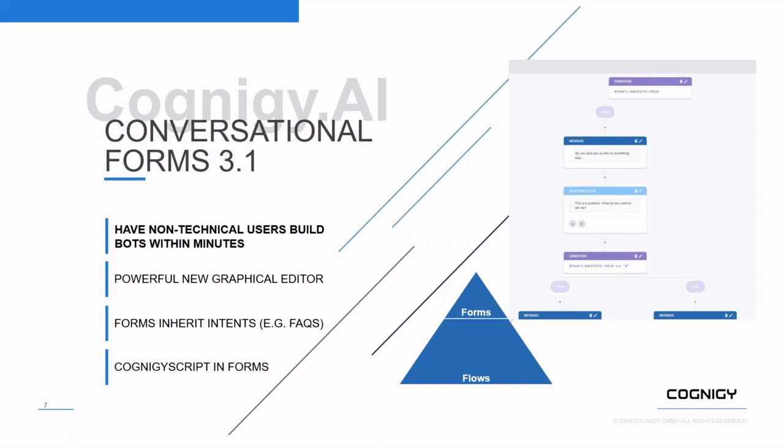What we've done here in Cognigy 3.1 is we've taken that concept and we've built a powerful new graphical editor around that. So you can create conversational forms that can now contain questions, messages, and now also conditions. So based on an answer that was given before, or based on anything that you can do in Cognigy script, like accessing contact profiles and so on, you can now control the conversation through that.